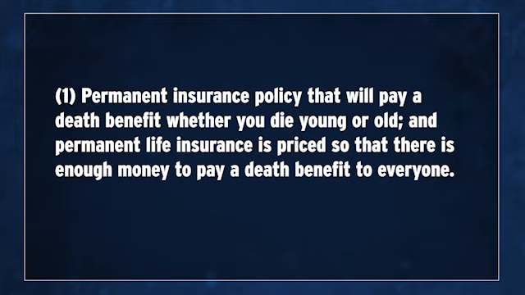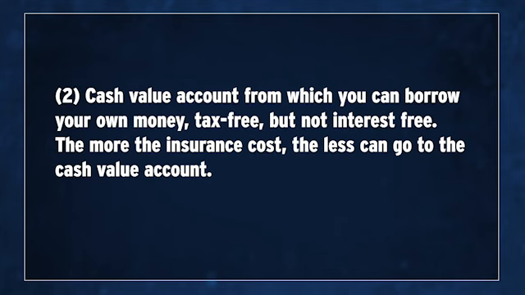IUL has been marketed as a product that is comprised of two elements. The first is a permanent insurance policy that will pay death benefit whether you die young or old. A permanent life insurance is priced so that there's enough money to pay death benefit to everyone. The second element is a cash value account from which you can borrow your own money, tax-free, but not interest-free. The more the insurance costs, the less can go to that cash value account.